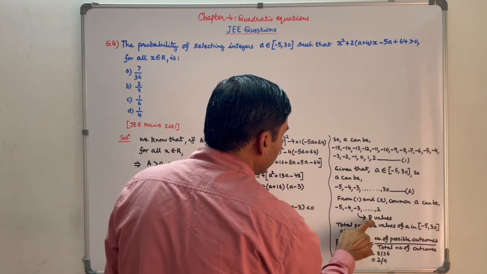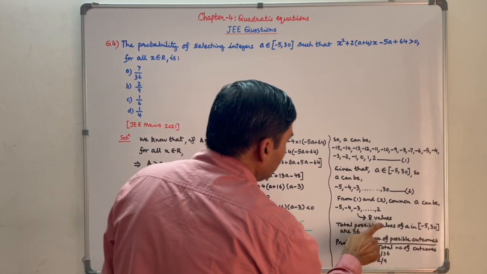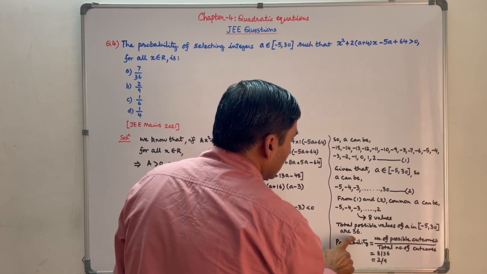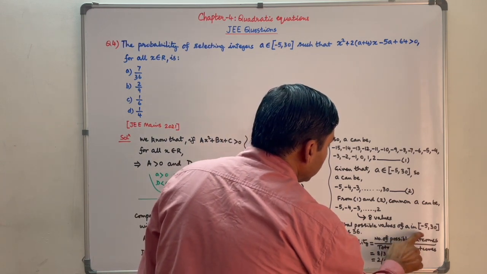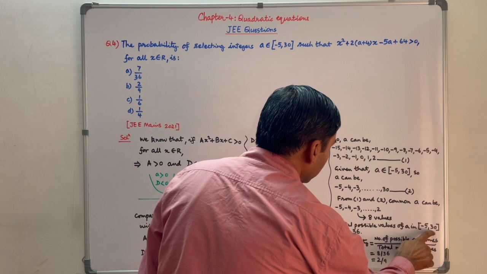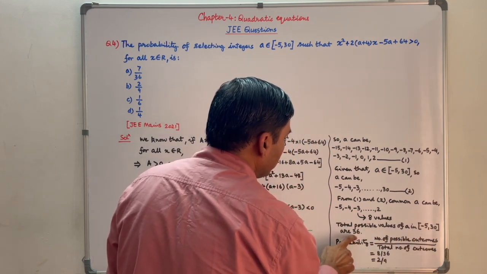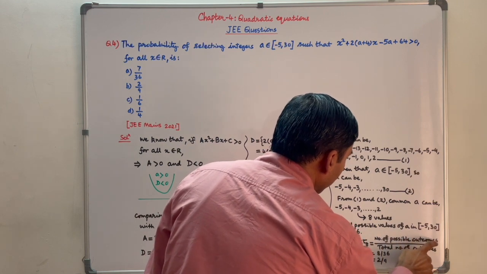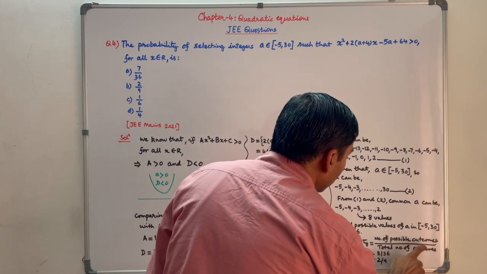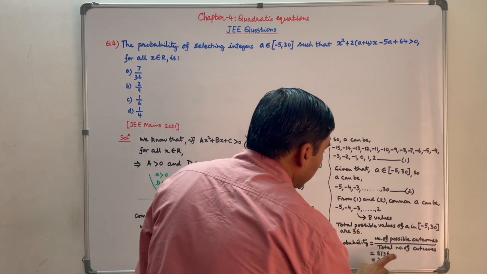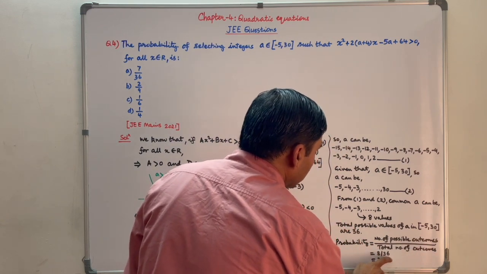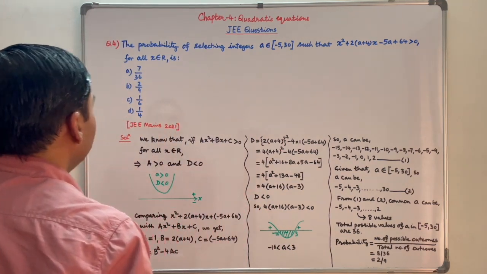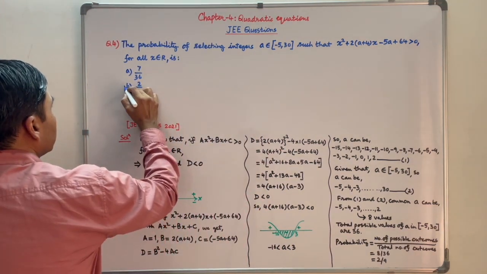They are 8 in number. Total possible values of a in this interval will be 36. Count minus 5, minus 4, minus 3 and so on up to plus 30. So they will be 36 in number. So the probability will be number of possible outcomes of a upon total number of outcomes of a, and that is 8 upon 36. So it will be 2 upon 9. So our option B is correct.